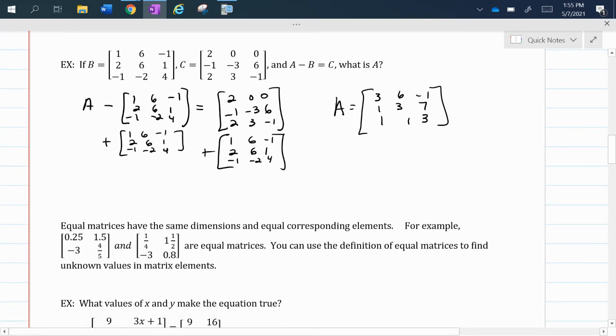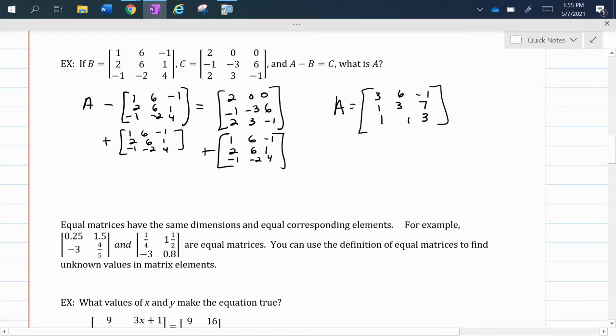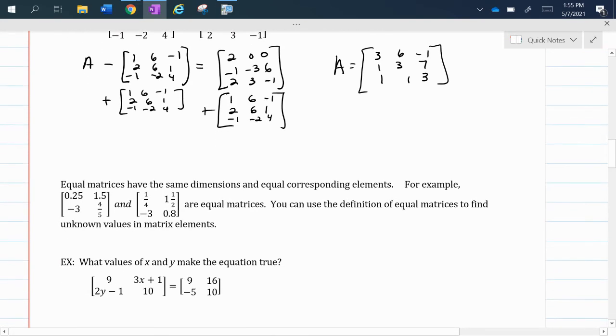So equal matrices have the same dimensions and equal corresponding elements. For example, these two matrices are equal because their corresponding entries are exactly the same. They have the same value. 0.25 is the same thing as 1/4. 1.5 is the same thing as 1 1/2. And 4/5 is the same thing as 0.8.